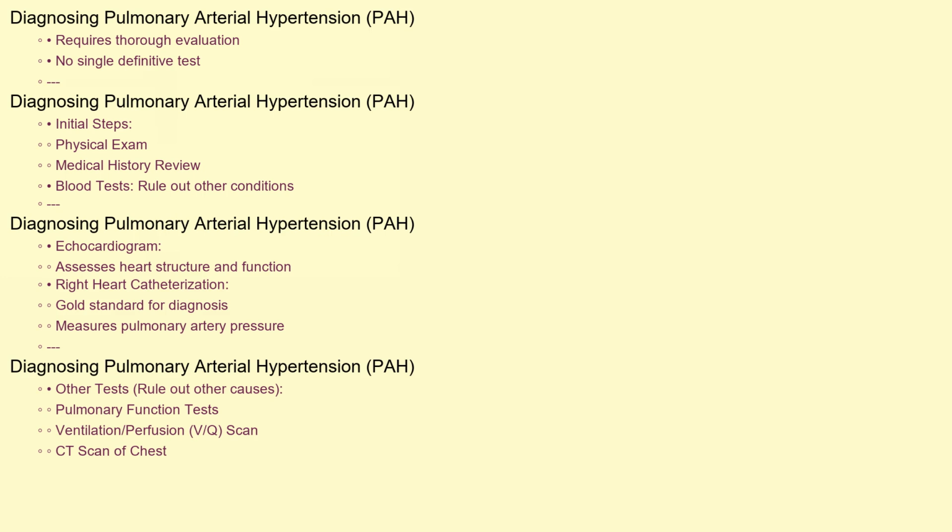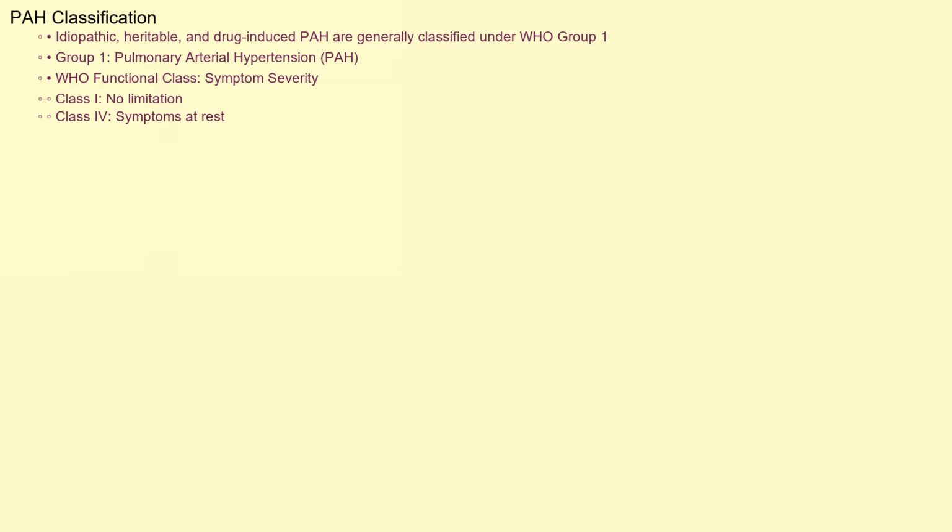Other tests, such as pulmonary function tests, ventilation perfusion scans, and CT scans of the chest, may also be used to rule out other causes of pulmonary hypertension. While there isn't a single universally accepted classification for idiopathic, heritable, and drug-induced PAH specifically, they generally fall under Group 1 of the World Health Organization (WHO) classification of pulmonary hypertension. Group 1 encompasses pulmonary arterial hypertension, which includes these subtypes. Within Group 1, patients are further classified based on the severity of their symptoms, ranging from WHO functional class I, no limitation of physical activity, to class IV, symptoms at rest.